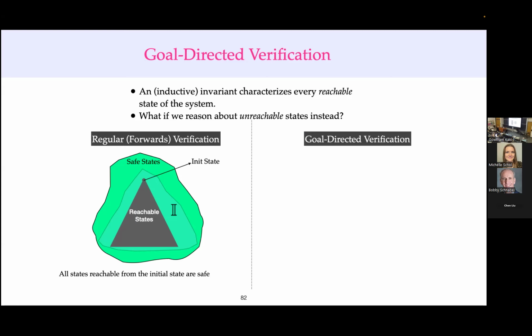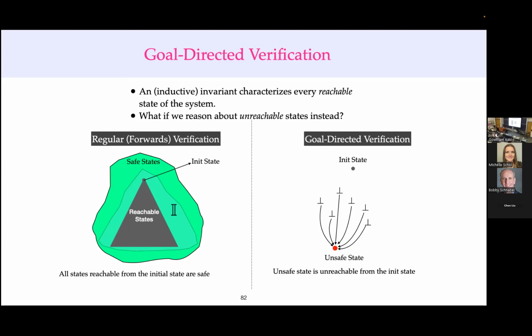But if you try to think backwards, you start from an unsafe state and try to work your way backwards to the initial state. You try to find a path from the unsafe state to the initial state, and if you can find such a path, then clearly the program is incorrect. If you have tried multiple paths and in all the paths you've encountered a contradiction, that effectively means that your initial state cannot reach the unsafe state. So this is effectively backwards verification. We start from an unsafe state and work our way backwards.